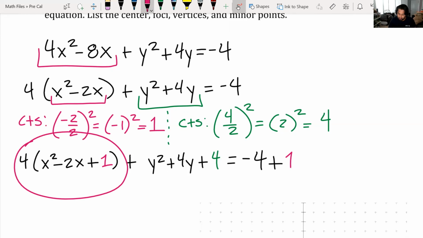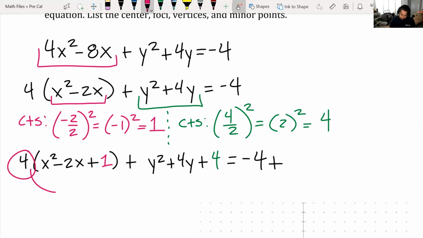The number that should go there is going to be this 4 times that 1. And we only do this because there is a number in front. If that 4 was not there, then yes, it would be a 1. But since that 4 is there, we have to multiply whatever number we got from completing the square by that number in front. So this means that you're going to have a 4 here instead of that 1.